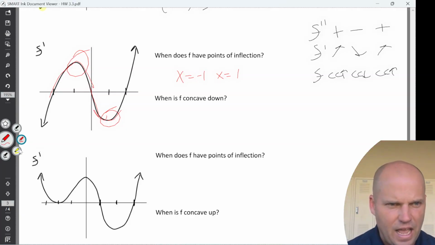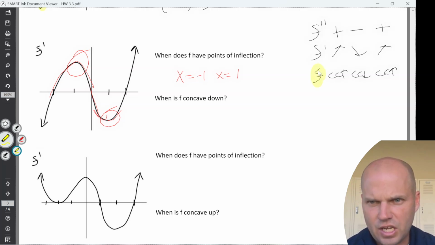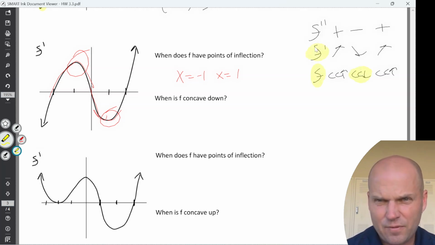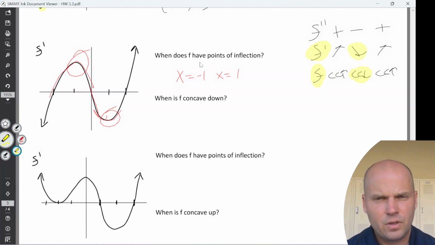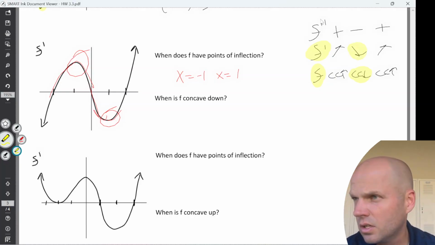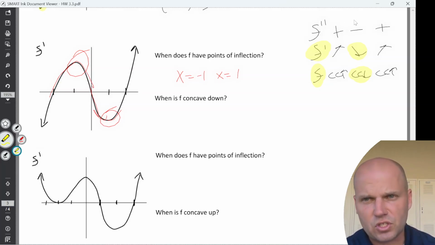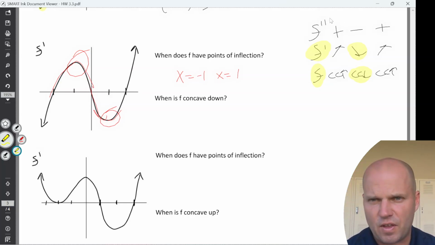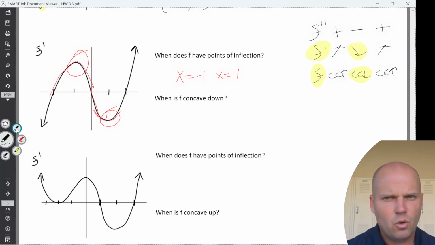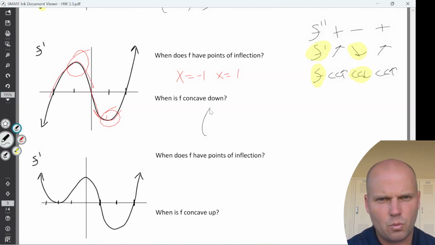When is f concave down? f is concave down when f's slopes are negative, or when f slopes are decreasing, or when the slopes of the slopes are negative, or the slopes of f prime are negative. So when is f prime decreasing from -1 to 1?